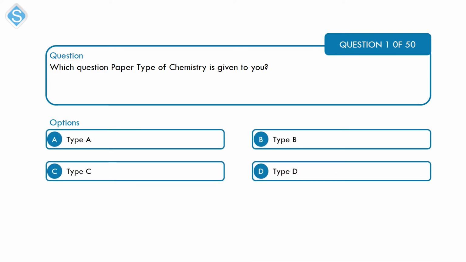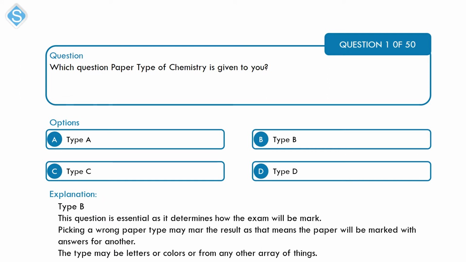So the first question is on the paper type that you're given. Which question paper type of chemistry is given to you? A, type A; B, type B; C, type C; and D, type D. This question is very important as it determines how your exam will be marked. If you pick the wrong paper type, then your answers will be marked with answers that are meant for another question paper type, and that will really affect your results.